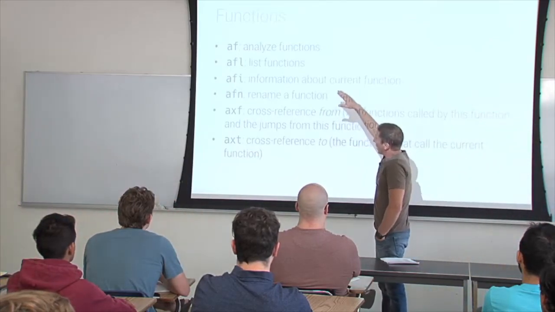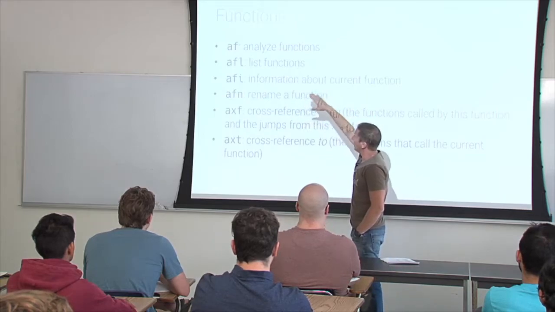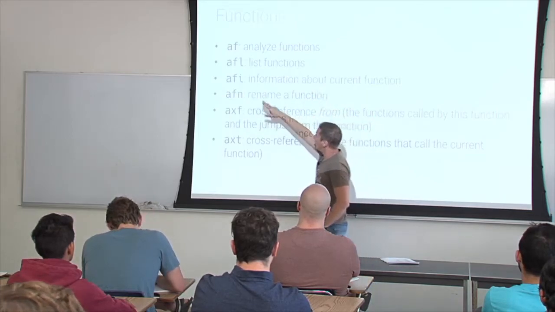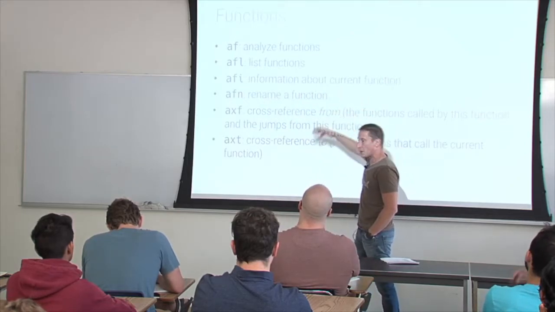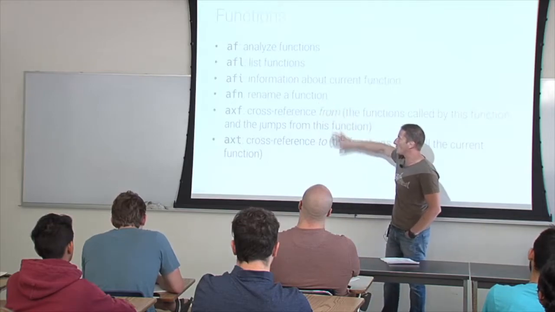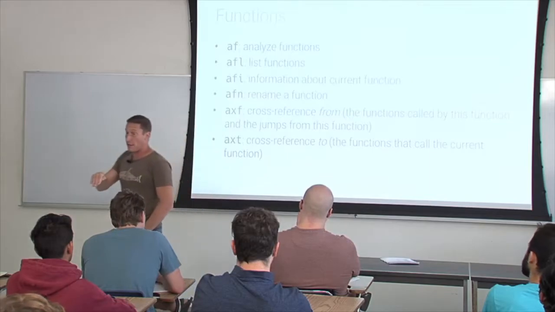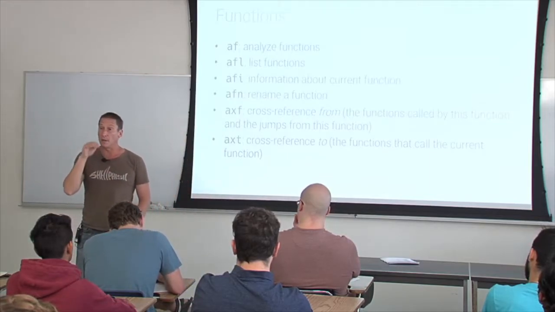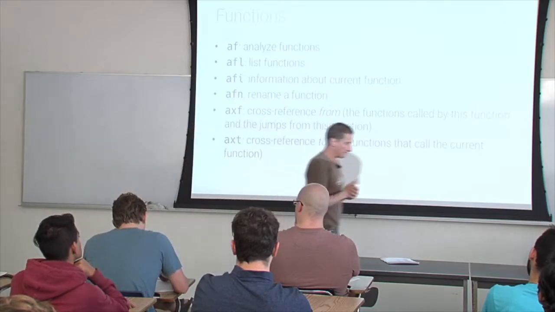There are functions. We saw analyze function. You can see that AFL lists functions, analyze function information. You can ask for information about a specific function, where it is, how big it is, and so forth. You can rename it. And of course, you can find cross-references. So you can find all the places that call this function and all the functions called by this particular function, which of course creates a control flow graph.